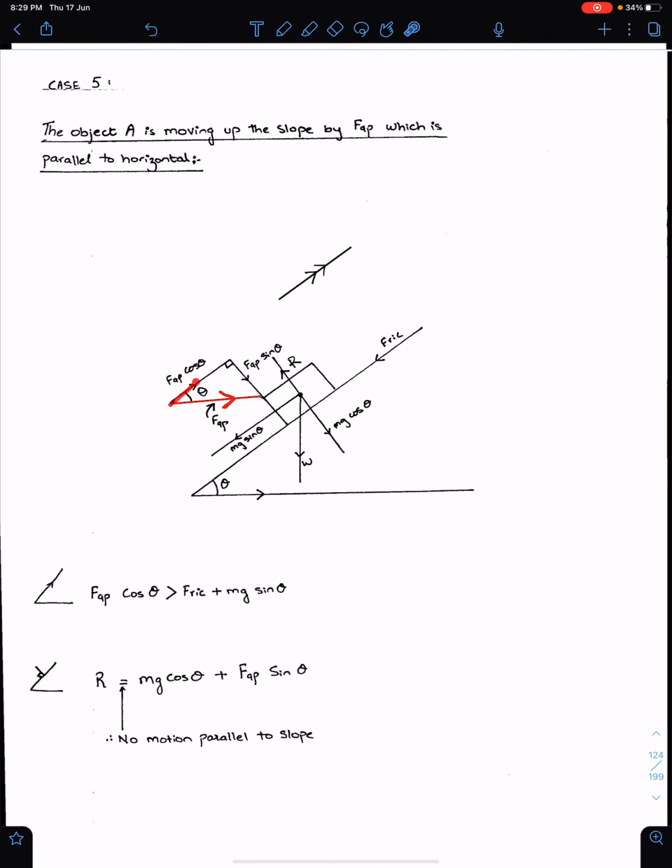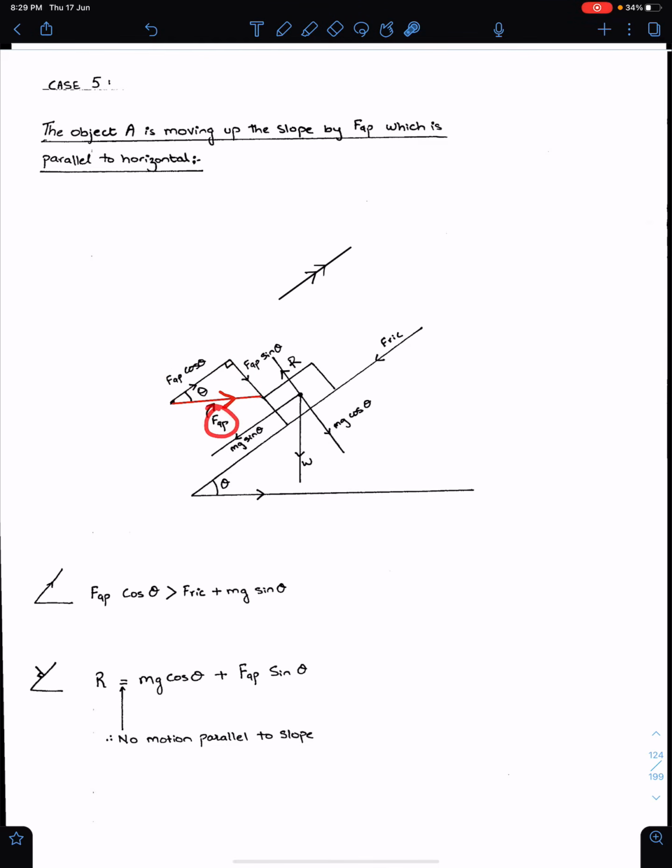And they have the same inclination. This is parallel to slope, so this angle and this angle must be the same. If this angle is theta, this must be theta, because this component of applied force is parallel to slope. So this is the adjacent of the triangle. Therefore, this should be FAP cos theta, whereas this is the opposite of this triangle, so this must be FAP sin theta.